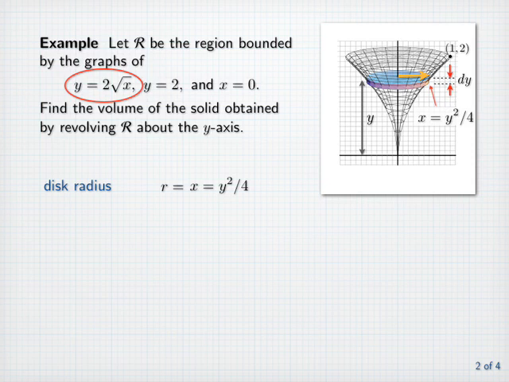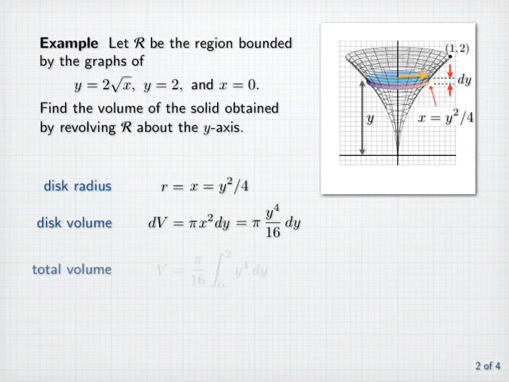So the disk volume is dV equals pi times x squared dy, which equals pi times y to the 4th divided by 16 dy, since x equals y squared over 4. So the volume of the solid is pi over 16 times the integral from 0 to 2 of y to the 4th dy.